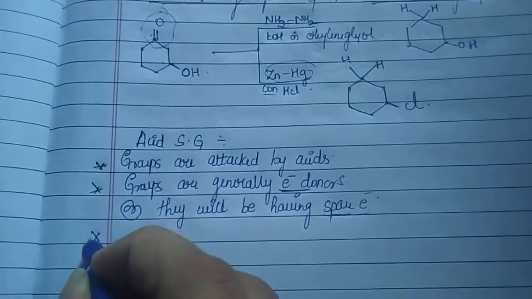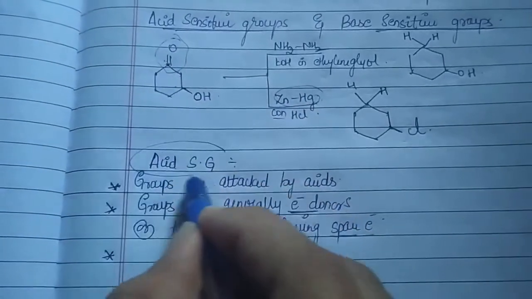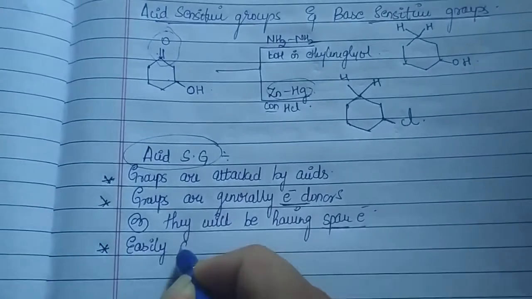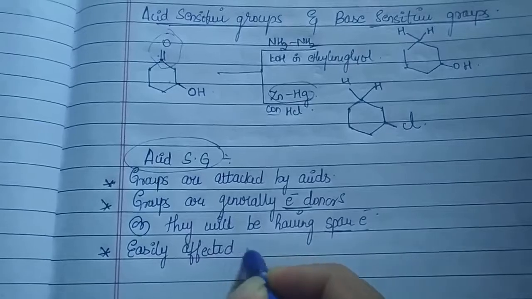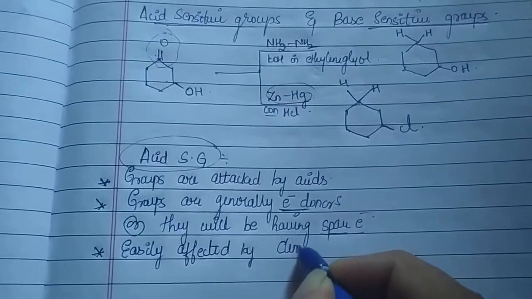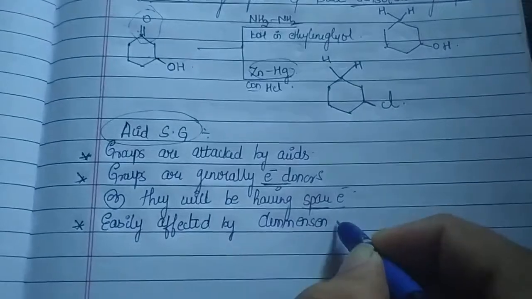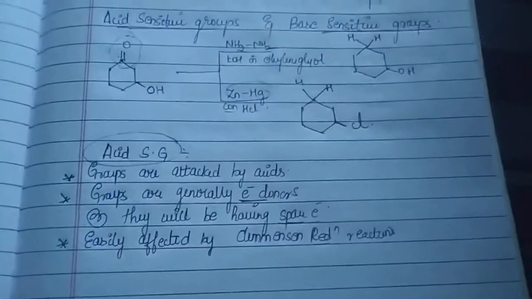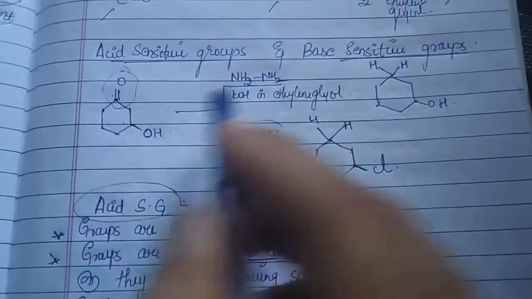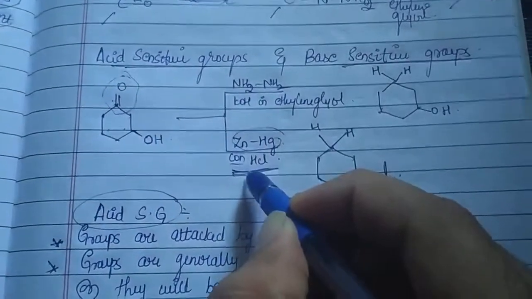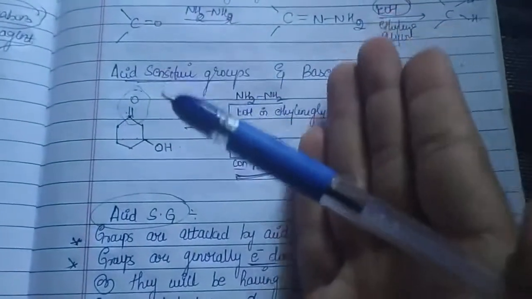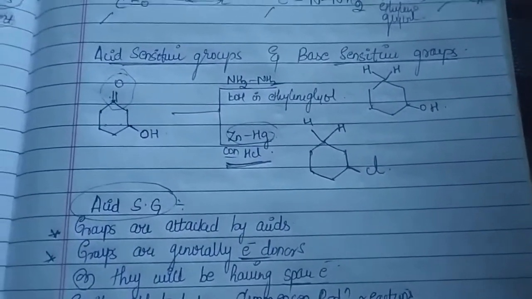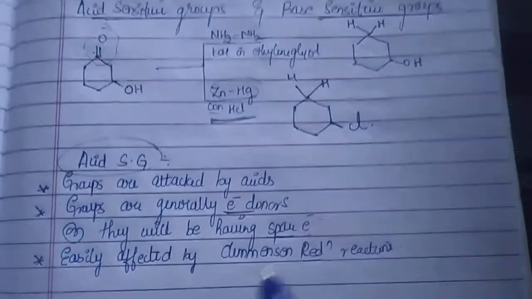And do remember over here, such groups are easily affected by Clemmensen reduction reactions. The question arises, why is it so? If you can just note over here, in the Clemmensen reduction reaction, we are using concentrated HCl. So we are using an acidic medium. So whenever a group is acid sensitive, of course, it will also get reduced because of the acidic medium.